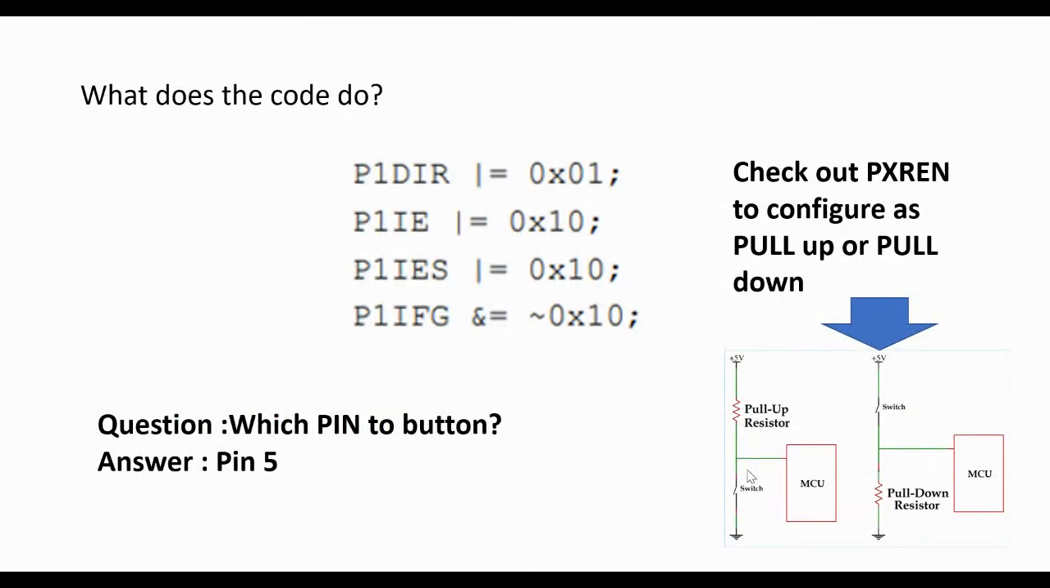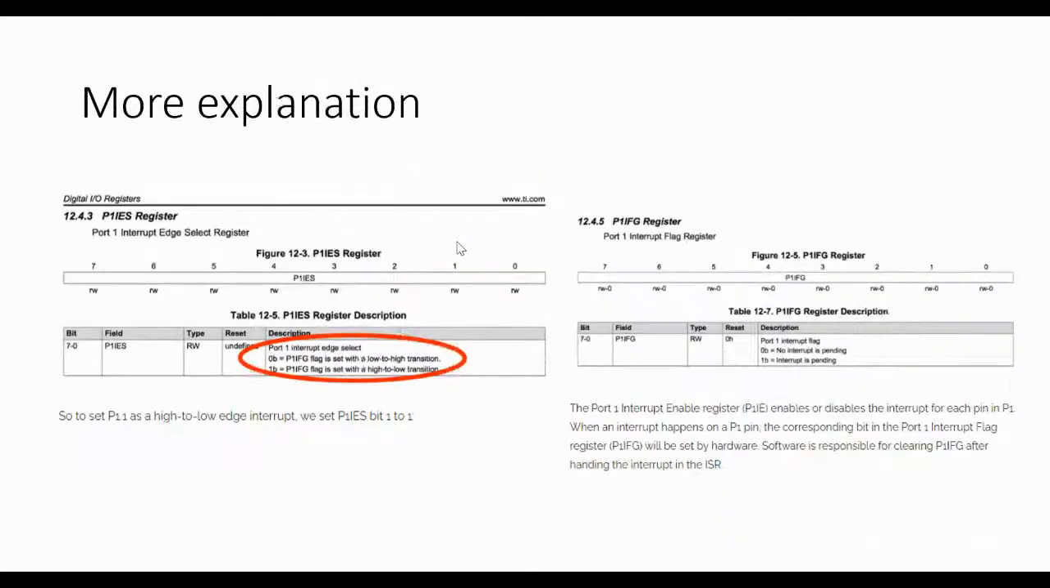Now, what if I want a pull-down resistor configuration? If I want a pull-down resistor configuration, I will need to change this to 0. Again, please repeat this video again and again. This one you have to understand. If you don't understand this part, you will lose marks in your final. Believe me, mark my words, all right?